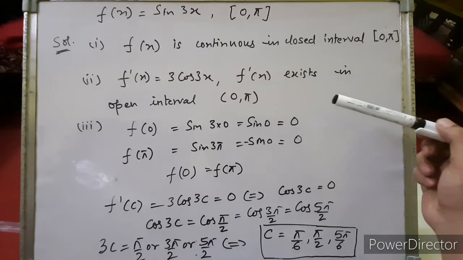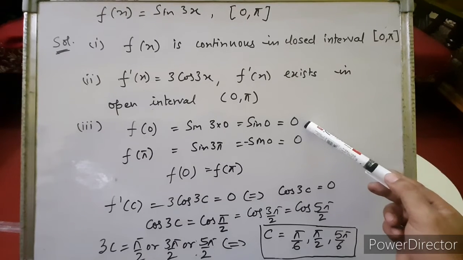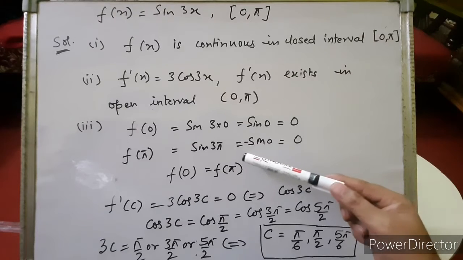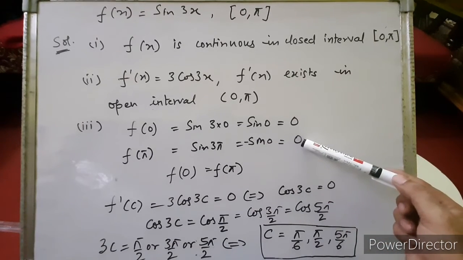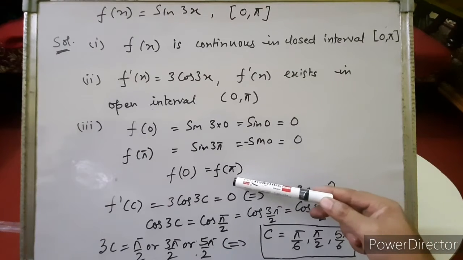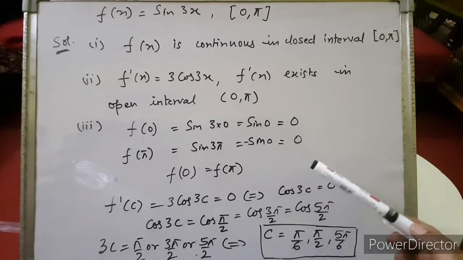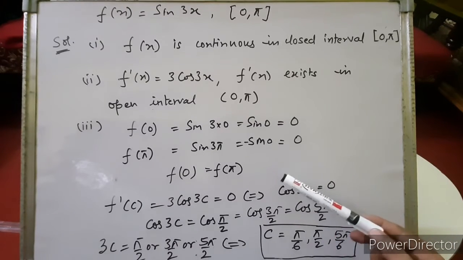Now if we calculate the value of f(0), we get sin(3×0) = sin 0, which is 0. If we calculate f(π), that will be sin 3π, and sin 3π will be -sin 0, equal to 0. So f(0) and f(π) are both equal. That means the third condition is also verified.